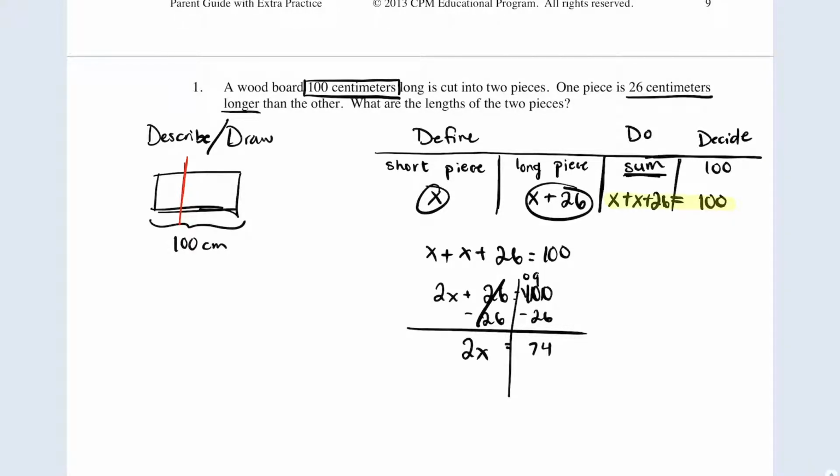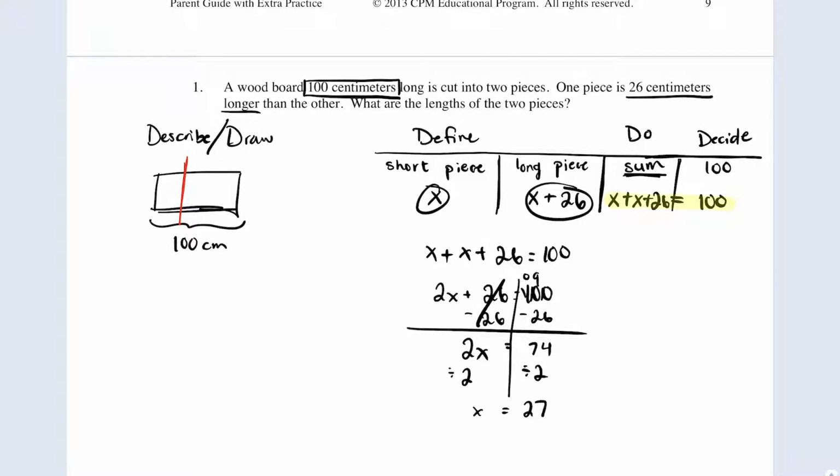And so now I have 2x. 2x is equal to 74. Well, I got to isolate the x, so I'm going to divide both sides of my equation by 2. And a little bit of mental math here. That should be 27. That took me a little longer than I thought.